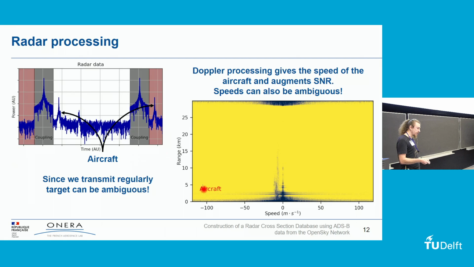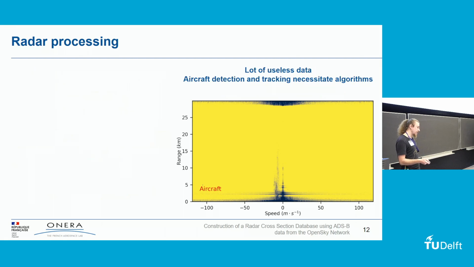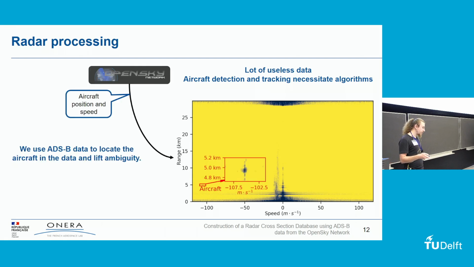So here is the aircraft. You see that there is a lot of empty space, a lot of useless data, and for the processing, we would like to only process the useful data, the data with the aircraft. So that's where OpenSky data, ADS-B data comes in. We know the aircraft position and speed thanks to the ADS-B data. We can aim directly at the aircraft, ignore all this useless information, and just extract the data thanks to that.